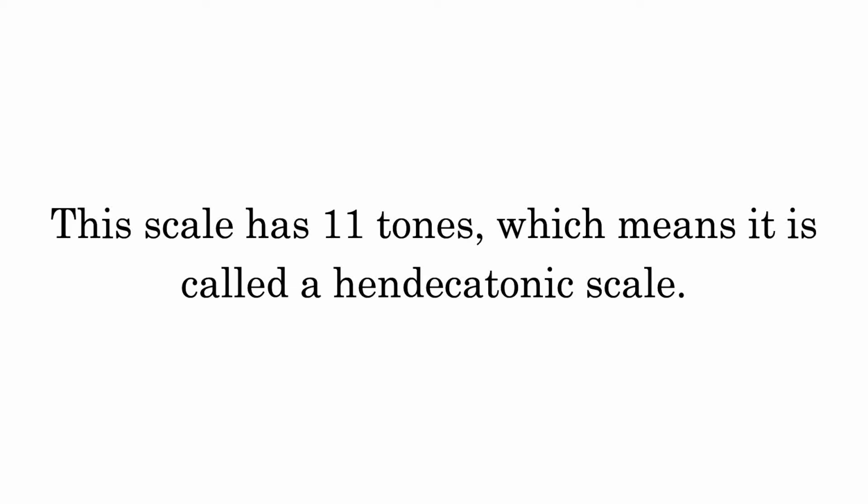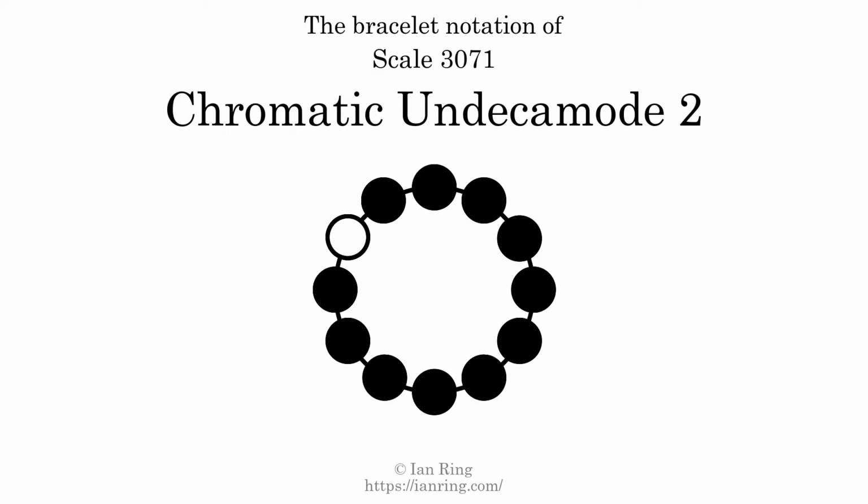This scale has 11 tones, which means it is called a hendecatonic scale. This is a bracelet notation diagram of scale 3071. The shaded circles represent tones that appear in the scale, and they are read clockwise, starting at the top.